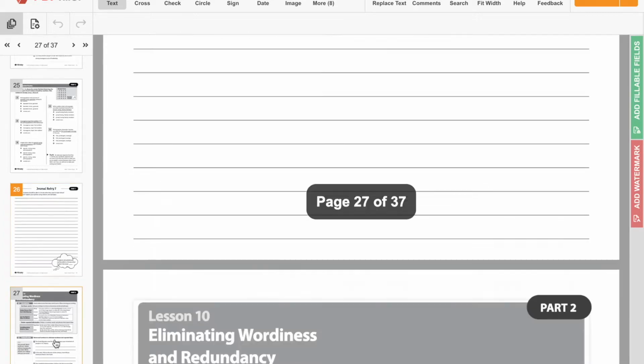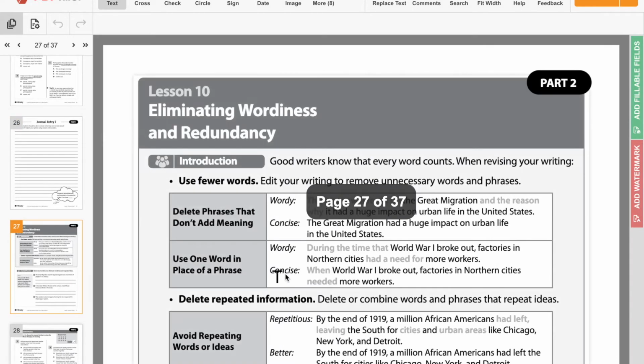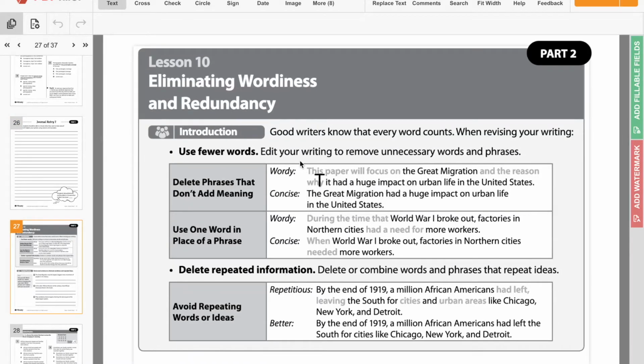As always, let's take a look at page 27. Just the same as we usually do, we're going to go through this lesson right here at the top of page 27, and then we'll do the guided practice together at the bottom of this page, and then you guys will do page 28 on your own. So today we've been talking a lot about different sentence types and how that makes your writing more interesting and not so robotic and basic sounding. Today we're talking about the other side of that, which is eliminating wordiness and redundancy.